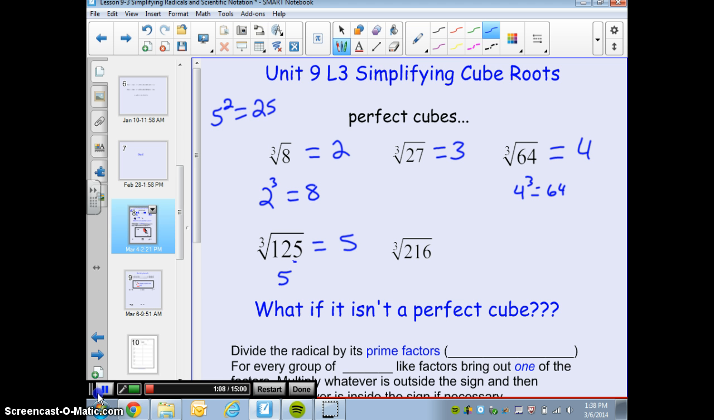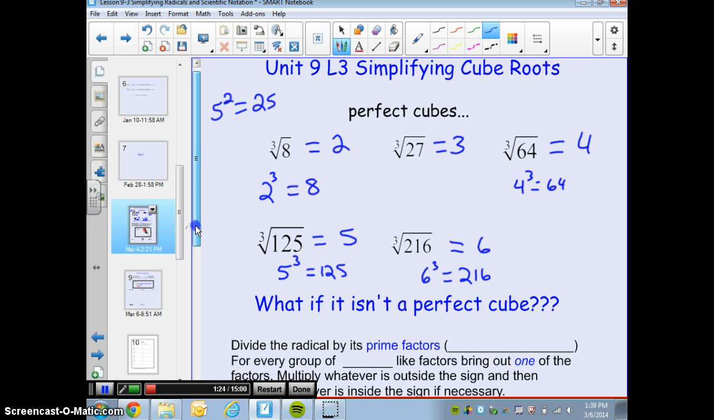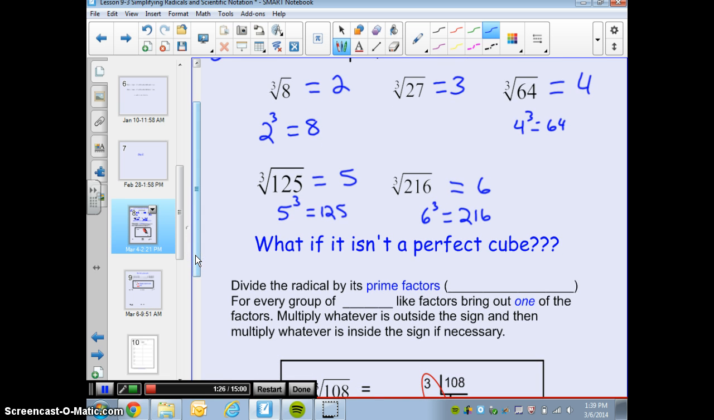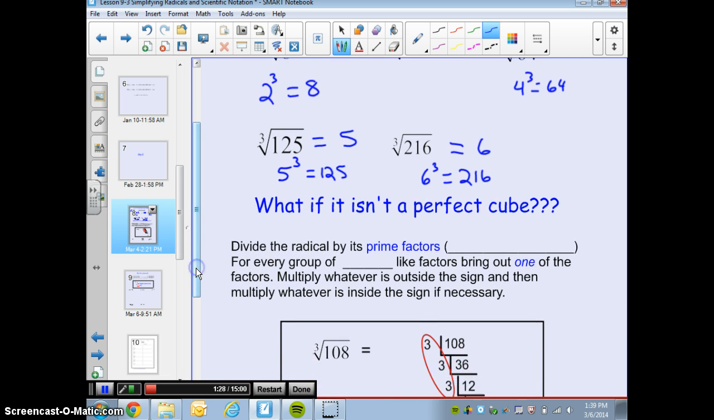Hopefully you're starting to see the pattern. 5 cubed is 125, right? And lastly, the cube root of 216 would be 6. Or in other words, 6 cubed is 216. We can keep going from there, but that's just to give us a little overview of what a perfect cube is. But what happens if it's not a perfect cube?